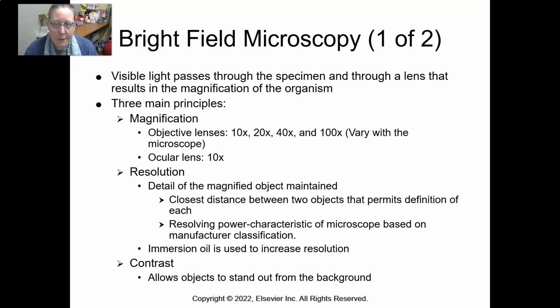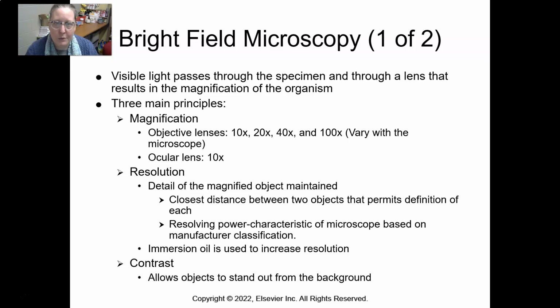Bright field microscopy is what we use the most. It is what you think of really when you think of a microscope. We use visible light. It passes through the specimen that is usually mounted on the slide and through a lens that's in the objective, and it is magnified and therefore visible to the naked eye.